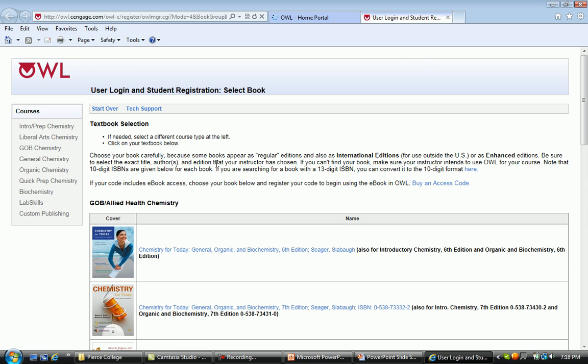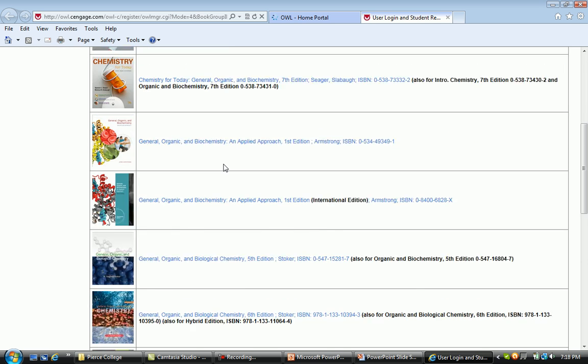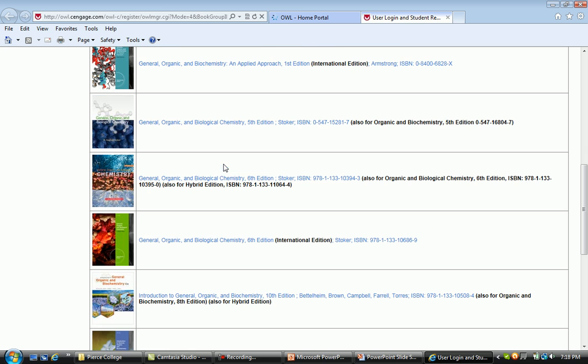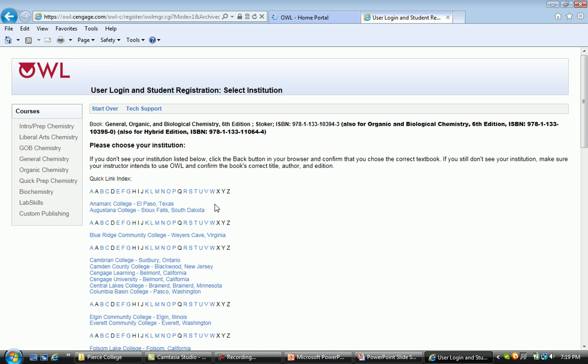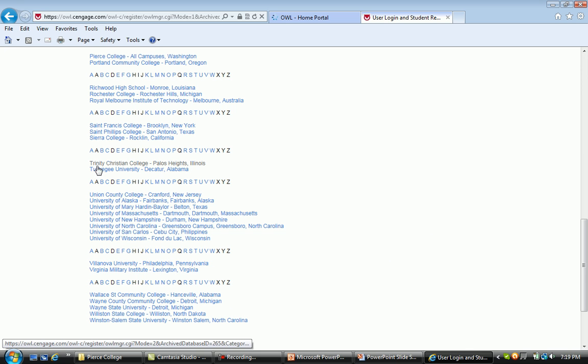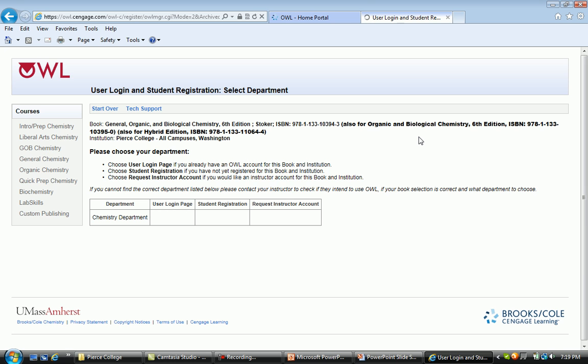It takes a second to load up, and then you find your book, which is Stoker, 6th edition, and it's not the international edition, it's this one here. Log in there. We keep going, and now we have to find the institution, which is Pierce College. So P, and there's only two P's, one being Portland and one being Pierce College. We go Pierce College.